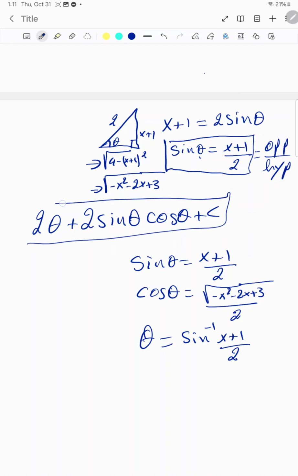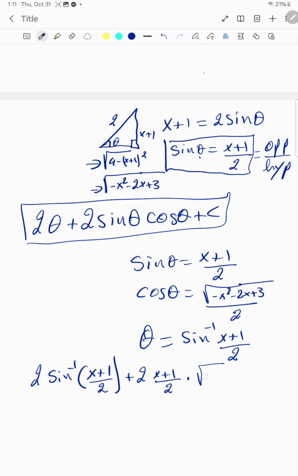And I will replace them in that solution that I have. So I would have 2 times sine minus 1, or arc sine, the same thing, of x plus 1 divided by 2, plus 2. And the sine of theta, I would write x plus 1 divided by 2, multiplied by the cosine of theta, multiplied by square root of minus x square minus 2x plus 3 divided by 2, plus my c.